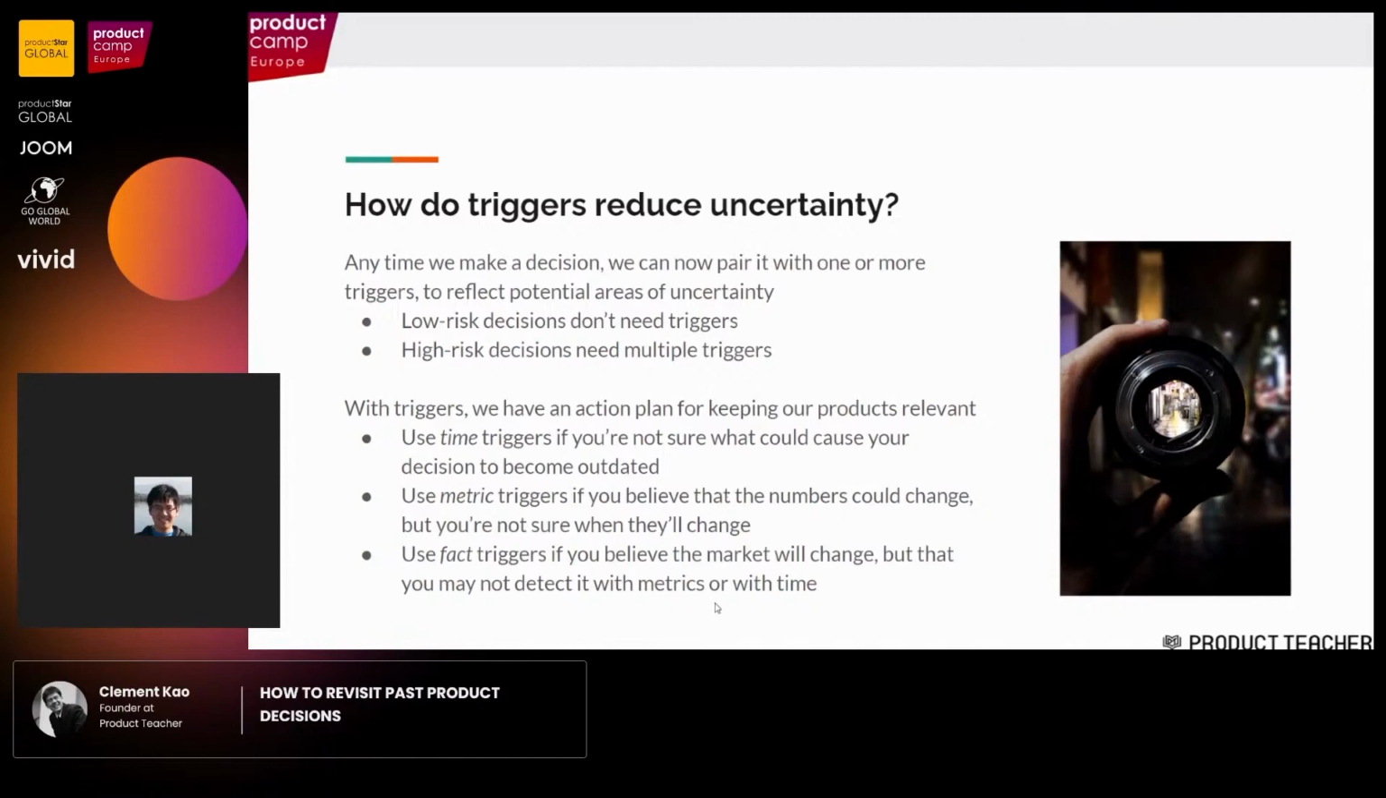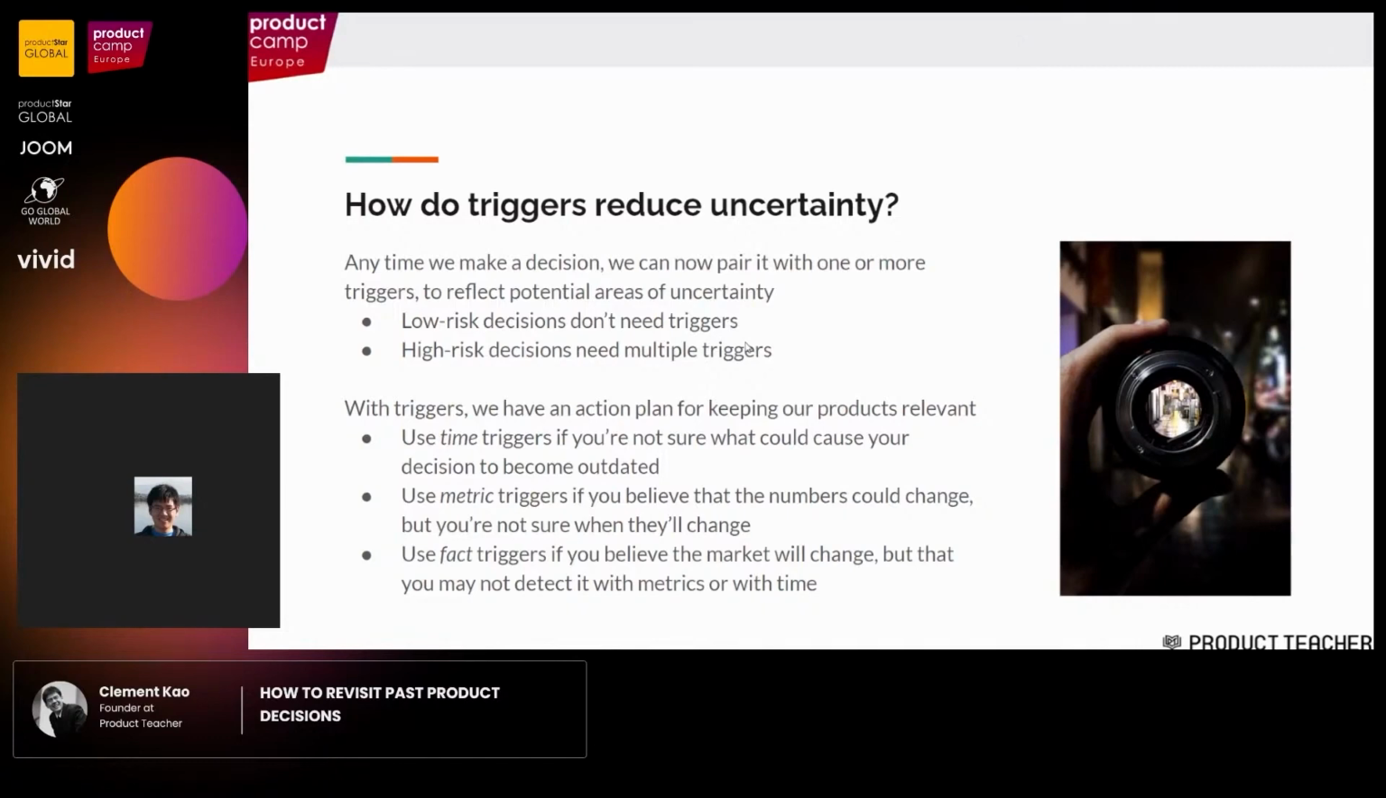And then we use fact triggers if we have a hunch that the market is going to change. If there's a key assumption that we have about, well, this is the way that this market runs, but that we're not going to necessarily detect it if we just wait over time or if we just look at our metrics. And of course, it's not like you can only use one trigger at a time. For any given decision, you can absolutely use a combination of these. The higher risk, the higher impact your decision is, the better it is for you to layer on additional triggers, because then that helps you eliminate more and more of the risk.